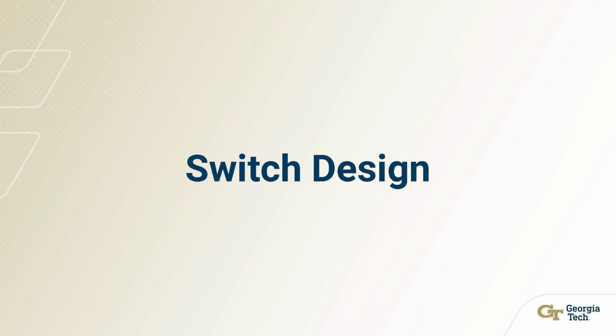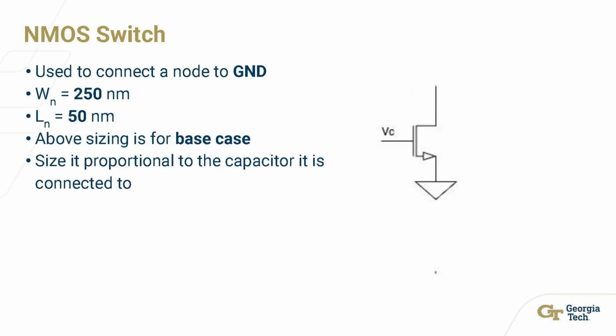Until now, in our design, we used ideal switches. But now we need to design switches using MOSFETs. So first we will look at the NMOS switch, which is used to connect a node to the ground. We use the sizing as mentioned on the screen, and this sizing is only for the base case. So if we are connecting the switch to a capacitor Cu, we use this size. And if we are connecting this switch to a capacitor of size 16 Cu, then we will multiply the width by 16. So we are scaling our switch proportionately.